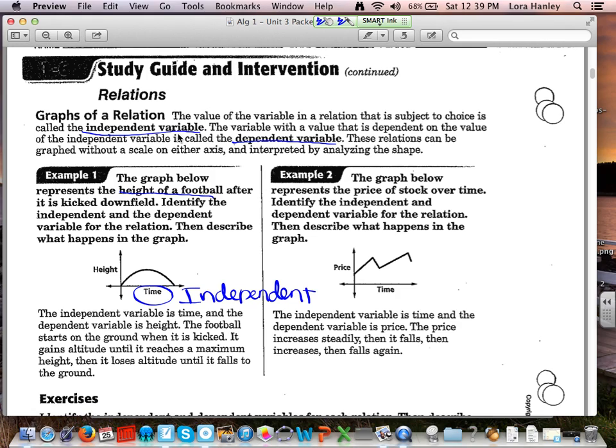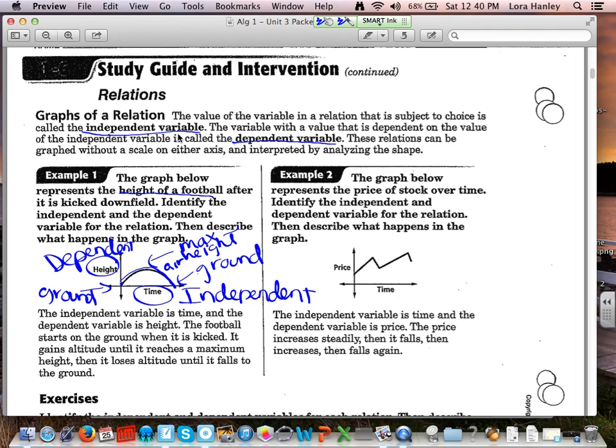So when the time had just begun, the football had not been kicked and was still on the ground. After a few seconds, as time went on, the football's height grew and then dropped back to the ground. In the middle, the football is reaching its max height in the air. This makes height dependent on time. Whenever you're given a situation, you want to analyze your graph just like that.